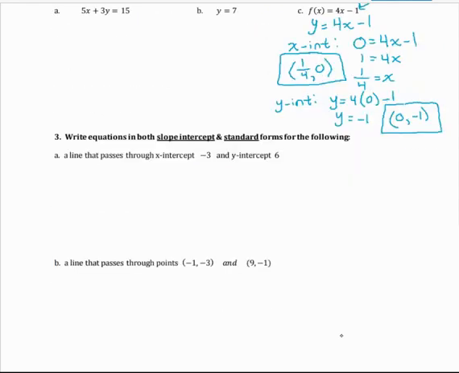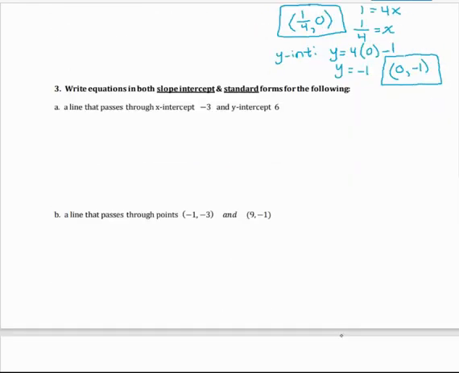Now let's write some linear equations. It's asking us to write it in both slope-intercept form and standard form. Just remember, slope-intercept form is y equals mx plus b, and standard form is ax plus by equals c. So we have a line that passes through our x-intercept and our y-intercept. When I have an x-intercept and y-intercept, I like to refer to those as actual points. So the x-intercept I can write as negative 3, 0, and our y-intercept we can write as 0, 6.